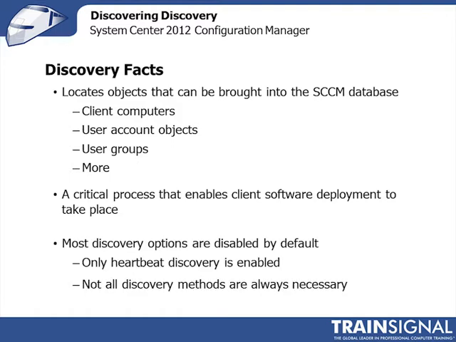You should also understand that by default, most discovery options are actually disabled out of the box, save one. The only discovery method that's enabled by default is called Heartbeat Discovery, and you'll understand why that's enabled by default by the end of this lesson. You should also understand that you don't always have to run every single discovery method. You have to pick and choose which discovery methods make the most sense for your particular circumstances.